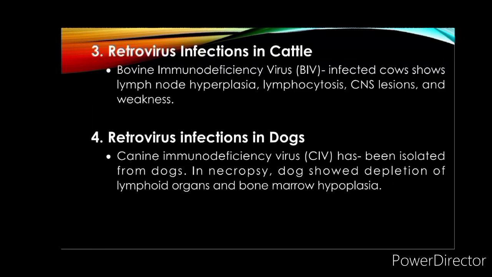Next, we have the retrovirus infections in cattle. The bovine immunodeficiency virus, or BIV, in infected cows shows lymph node hyperplasia, lymphocytosis, CNS lesions, and weakness. And we also have the retrovirus infections in dogs. The canine immunodeficiency virus has been isolated from dogs. In necropsy, a dog shows depletion of lymphoid organs and bone marrow hypoplasia.